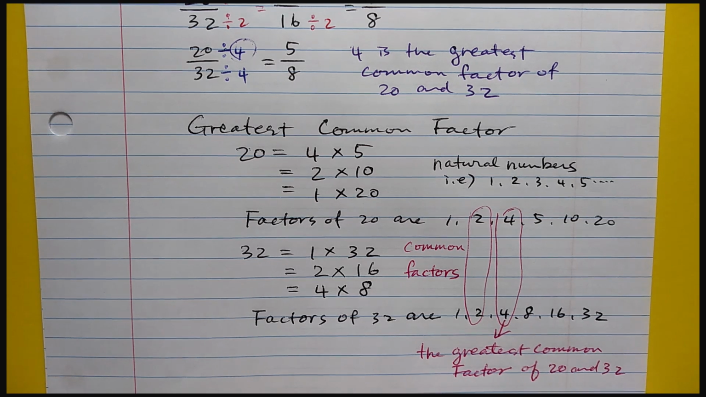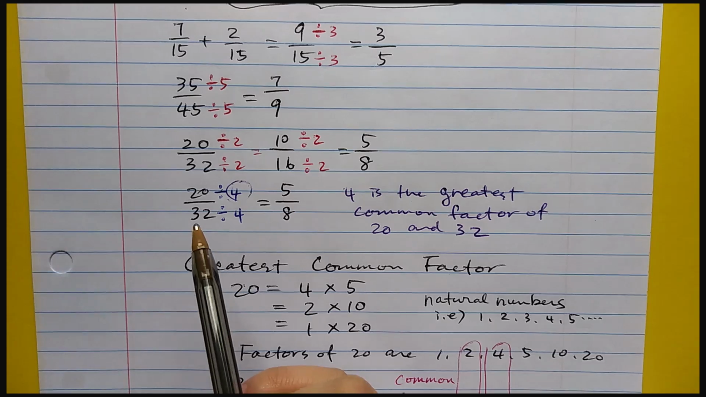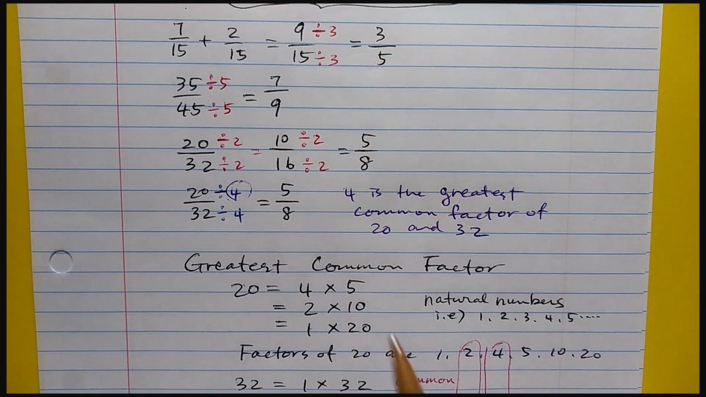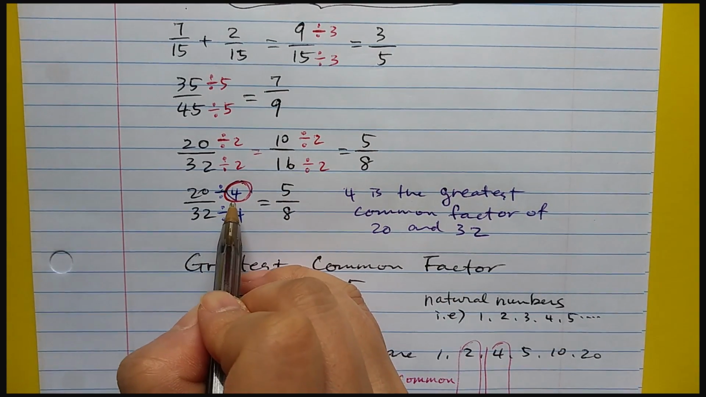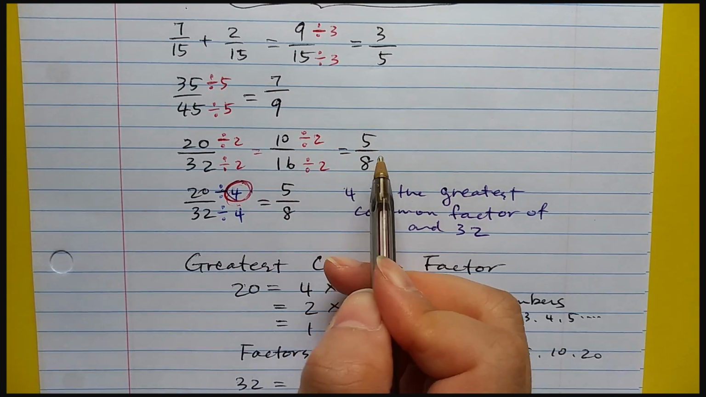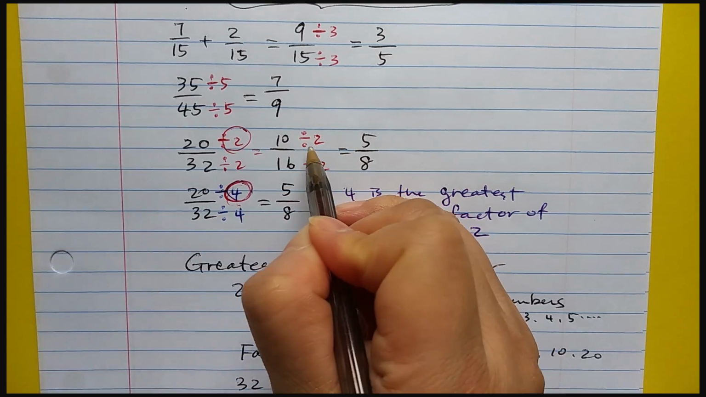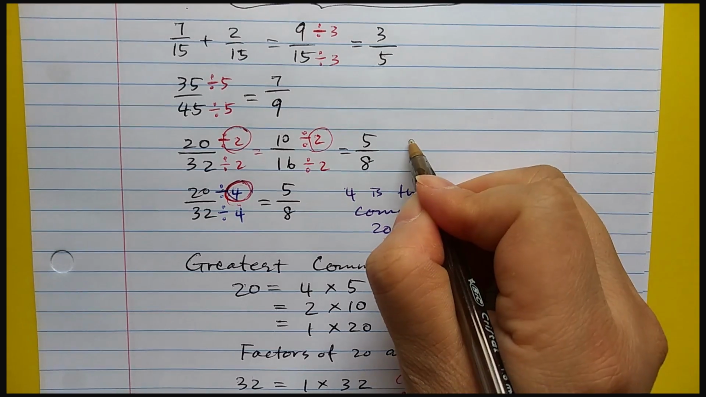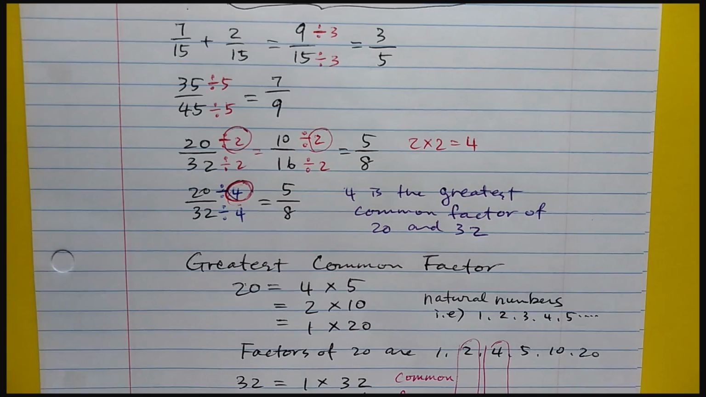There is more than one way to find the greatest common factor, which we tried here already. The greatest common factor of 20 and 32 is the number that we divided by here, which is 4. And if you didn't think of 4 right away and you keep dividing these numbers, then you multiply all these numbers, and that will be the greatest common factor, which is 2 times 2, equal to 4 here.